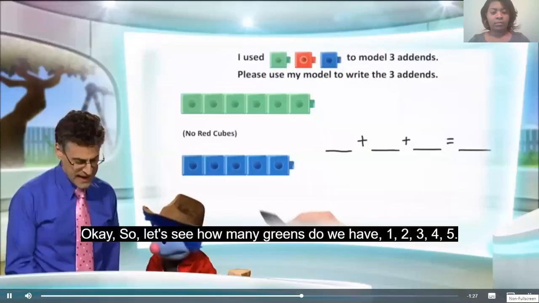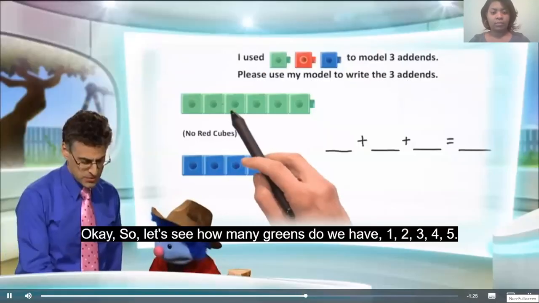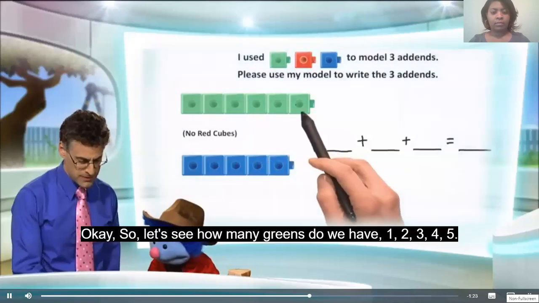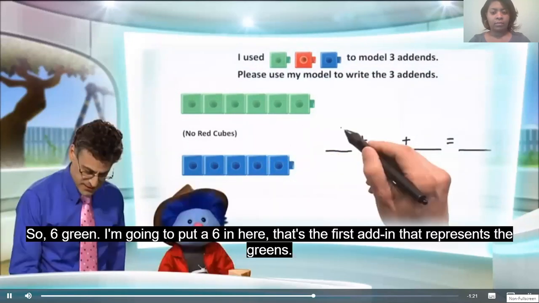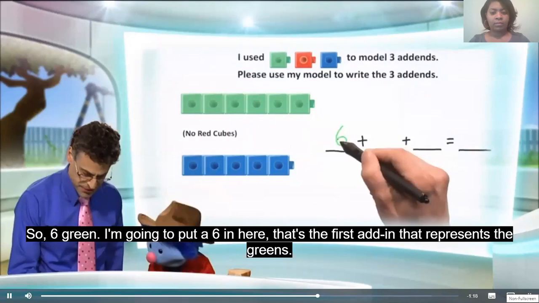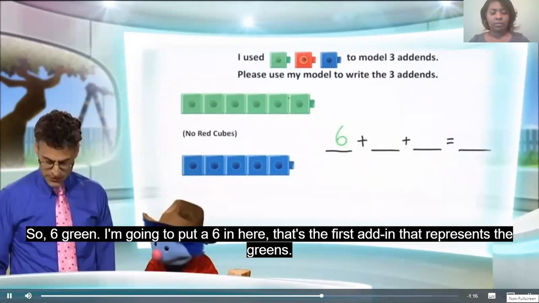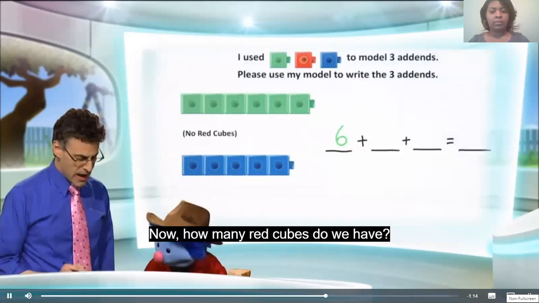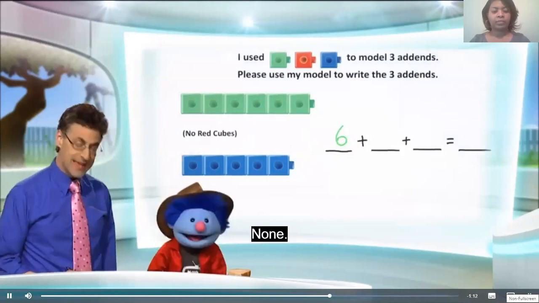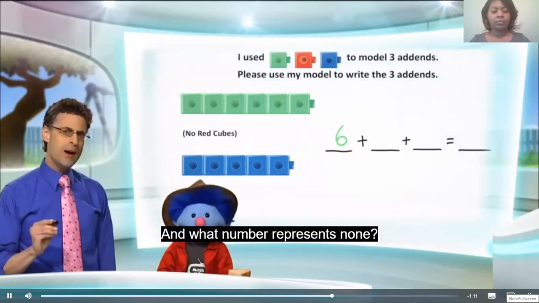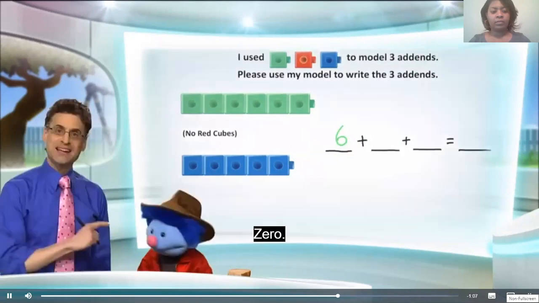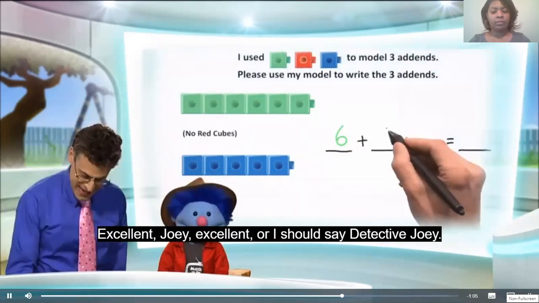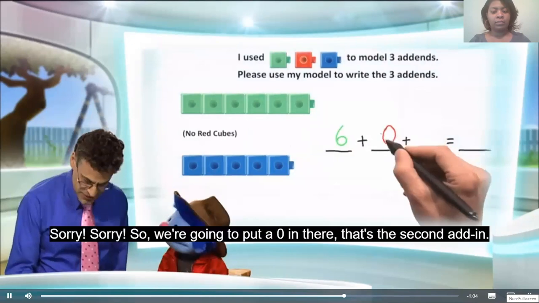Okay, so let's see. How many greens do we have? 1, 2, 3, 4, 5, 6. Exactly. So I'm going to put a 6 in here. That's the first addend. That represents the greens. Now, how many red cubes do we have? None. And what number represents none? 0. Excellent, Joey. Or I should say Detective Joey. That's right. So we're going to put a 0 in there.